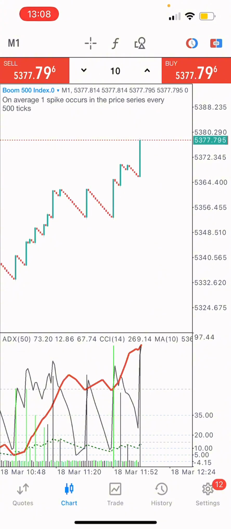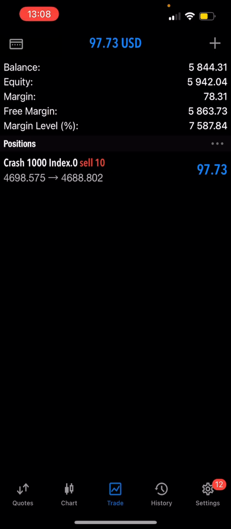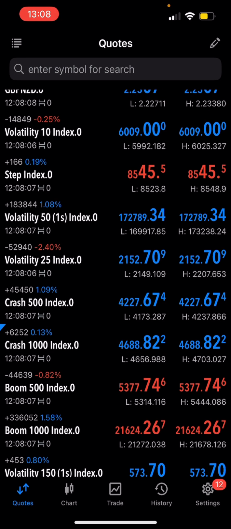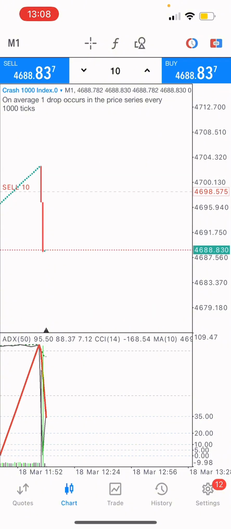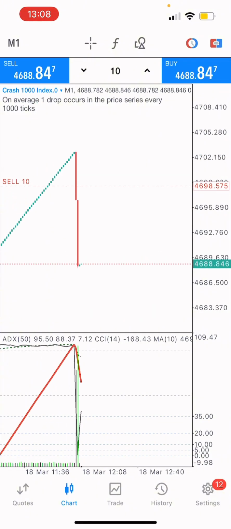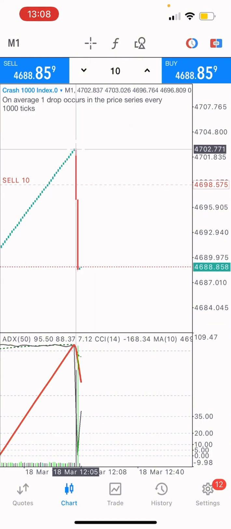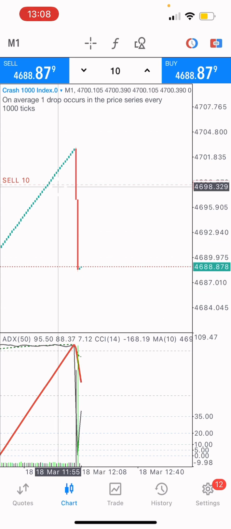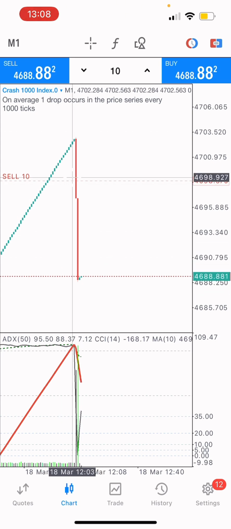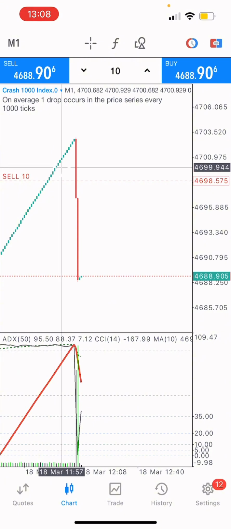I'll just quickly recap. But anyways, we have gotten the spike. As you can see, crash 1000 index has given us a spike. Let's quickly go check that. Beautiful spike. You see what I was talking about? Beautiful spike. So if you were the scaring type, you wouldn't even be quick enough to close it, and it gave another beautiful spike. So let's count together how many candles before it spiked. 1, 2, 3, 4.